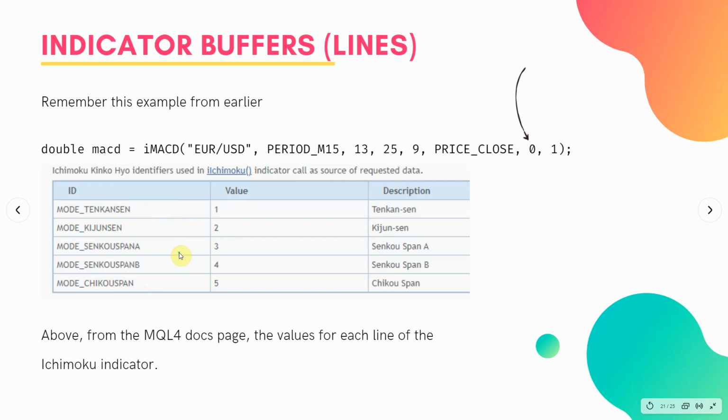If the indicator only has 1 line, it won't ask you for this variable. It won't have a buffer input, so you don't need to worry about it, as we saw when we used the momentum indicator.